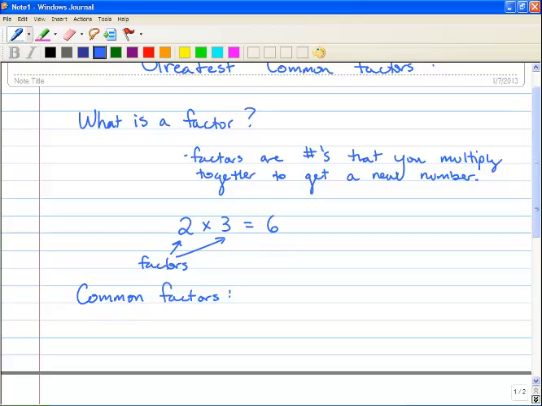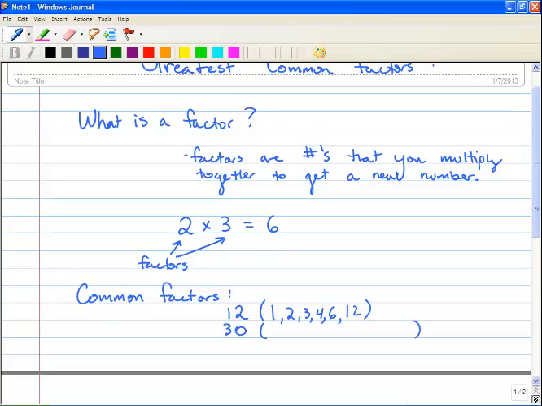And common factors, well, they're just that. They're common factors. There's something in common. So if we took the number 12 and we took the number 30, what are the common factors? Well, the factors of 12 are 1 and 12. 1 times 12 is 12. 2 and 6 and 3 and 4. Those are all my factors for 12.